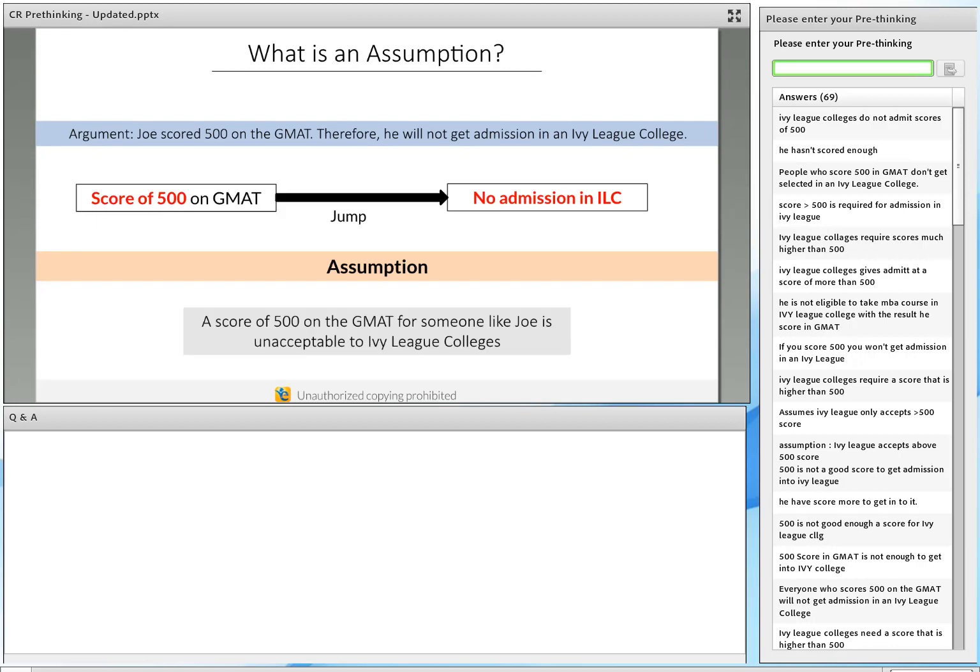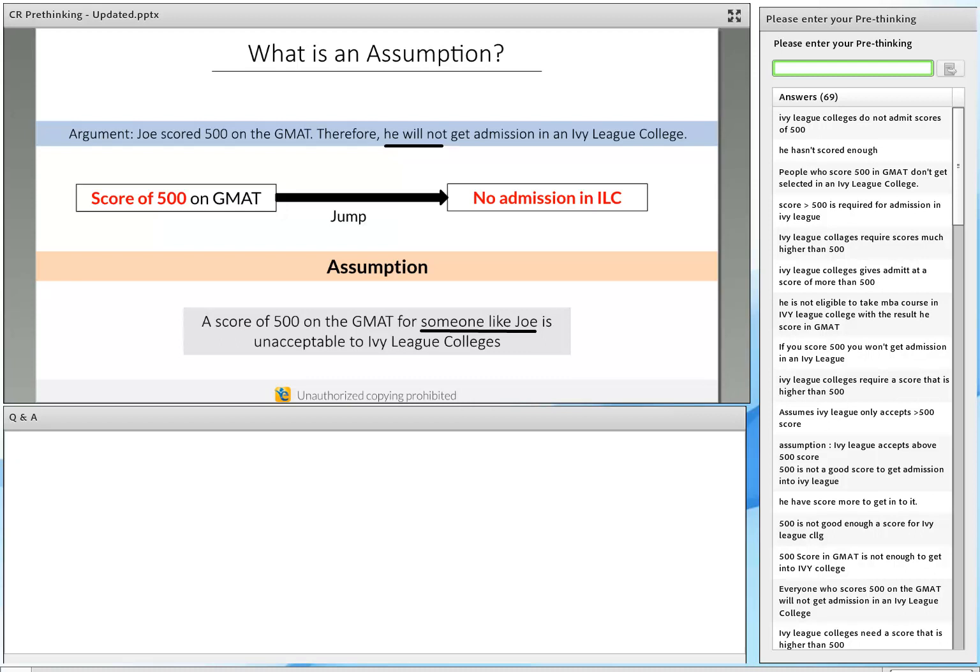Now, while making that prediction, he makes that jump from that score of 500 to the admission over here. So while making that jump, what the author really assumes is that a score of 500 is unacceptable to Ivy League colleges. But there's one thing which is really important over here, which is this part: for someone like Joe. Why? Because in the conclusion, the author says he will not get admission into an Ivy League college. The author is not saying that the Prince of Saudi Arabia will not get admission in an Ivy League college, or so on and so forth.